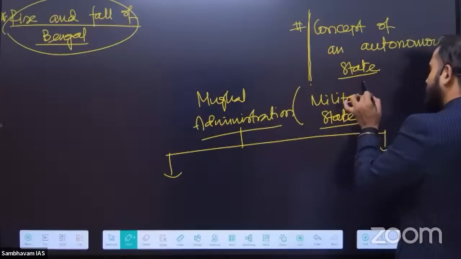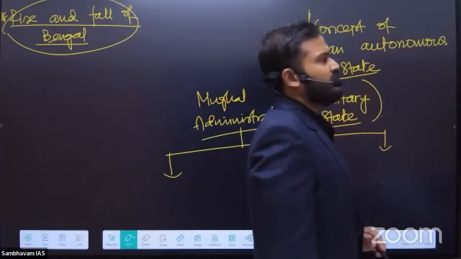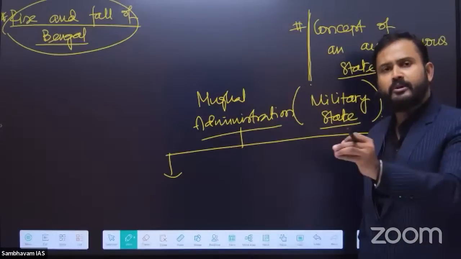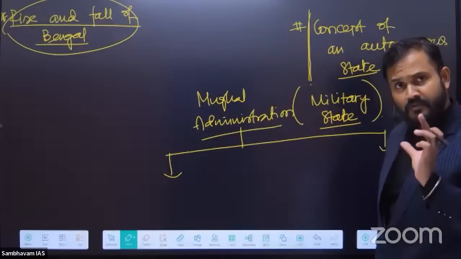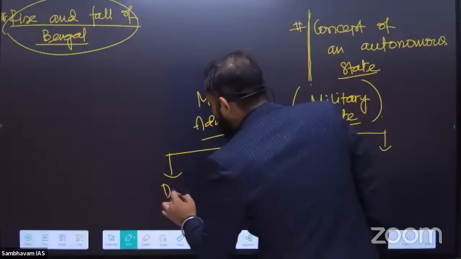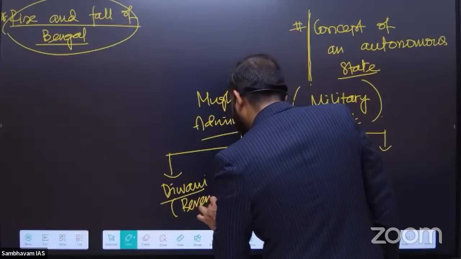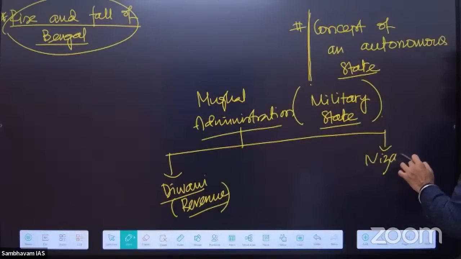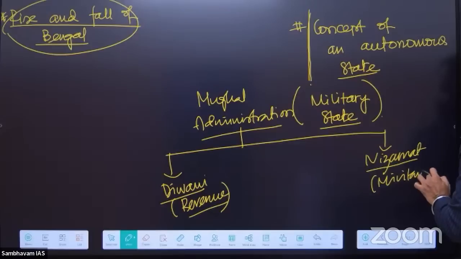What is the definition of a military state? A military state means there is no difference between the civil administration and the military administration. For every administrative unit within the Mughals, they have two components. One, Diwani, or the revenue, and Nizamat, or the military. Please keep on writing alongside.